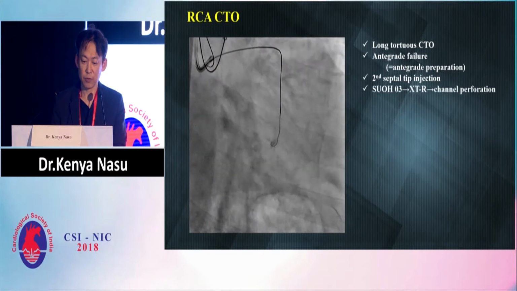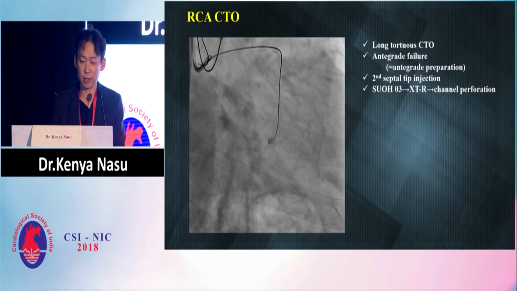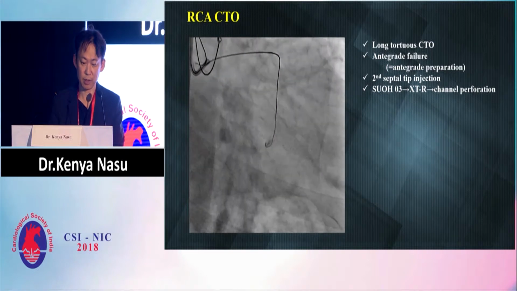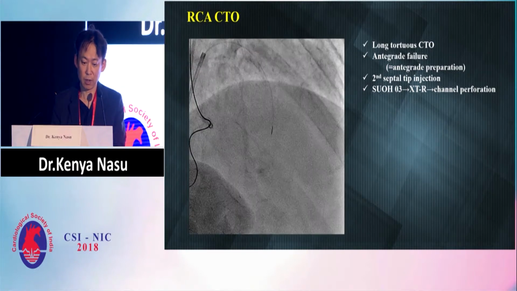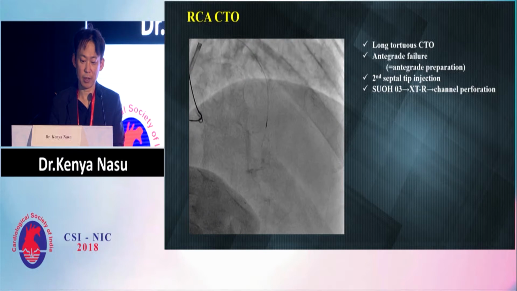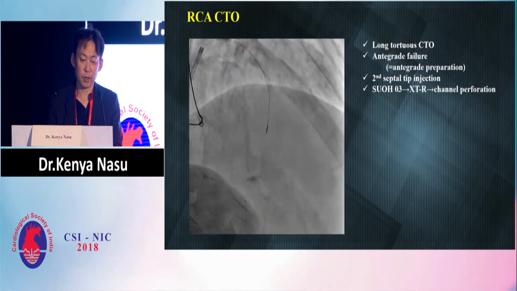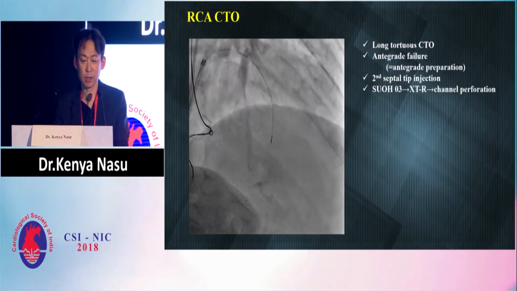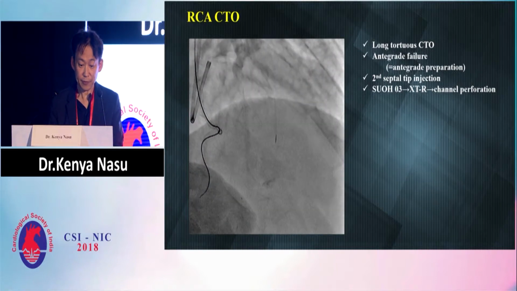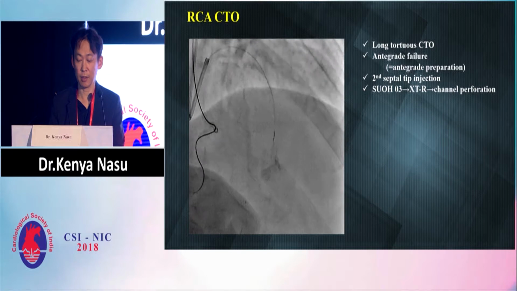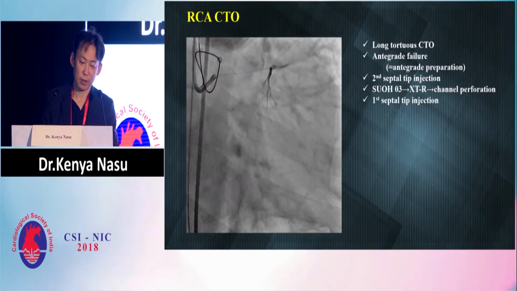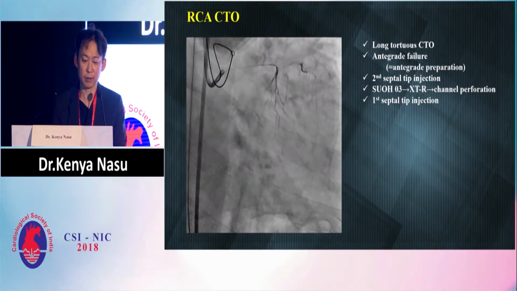But unfortunately, the wire made a perforation inside the septal. This is the tip injection after making the perforation. You can see the staining of the contrast. This kind of hematoma we usually leave. So I switched to the retrograde approach from the first septal.